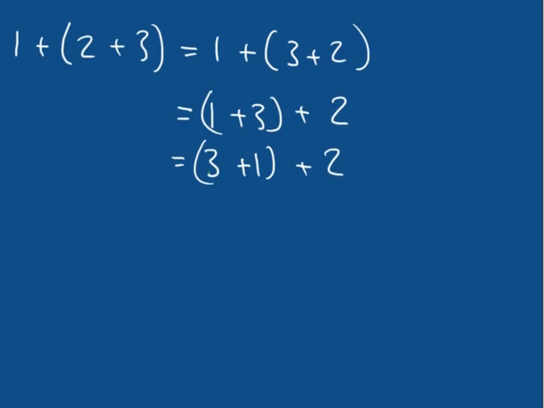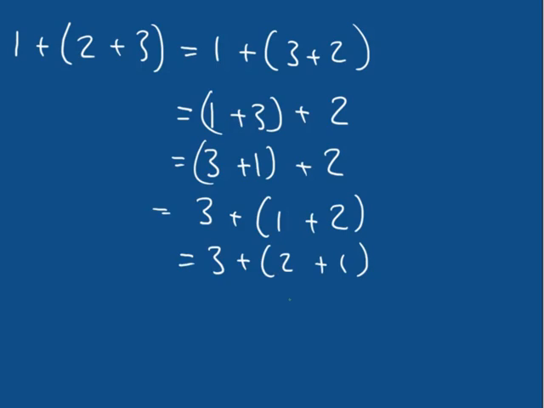Which again, we've seen using the associative law that we can group these using parentheses around the 3 and the 1, or we could use parentheses around the 1 and the 2. So it's equal to 3 plus (1 plus 2). Finally, using the commutative law again, we know we can switch these around. So notice what we've done. We have said that 1 plus 2 plus 3 is equal to 3 plus 2 plus 1.